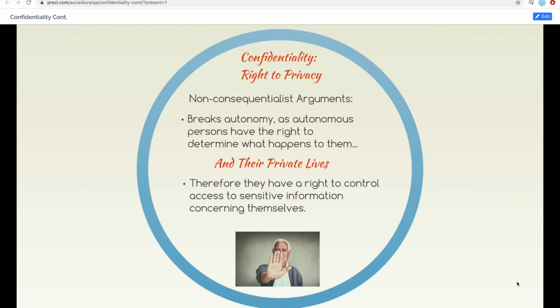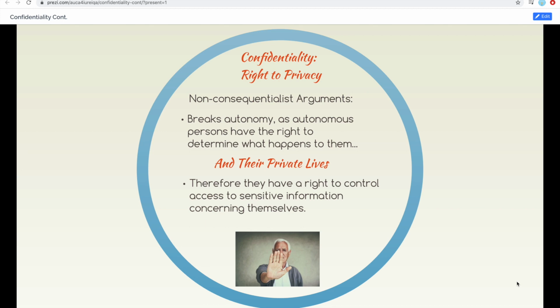There are also non-consequentialist arguments to consider when we're thinking about confidentiality. So you could argue that not respecting the confidentiality or privacy of a patient breaks autonomy, as autonomous persons have the right to determine what happens to them. And by providing information to others, which could negatively harm them, you are taking this ability away from them. They no longer have the ability to provide the information to others in the way that they desire to provide said information to others.